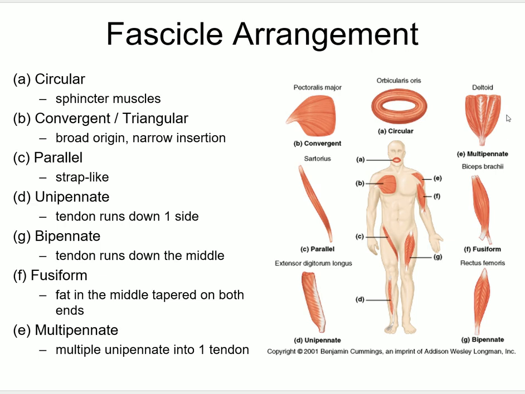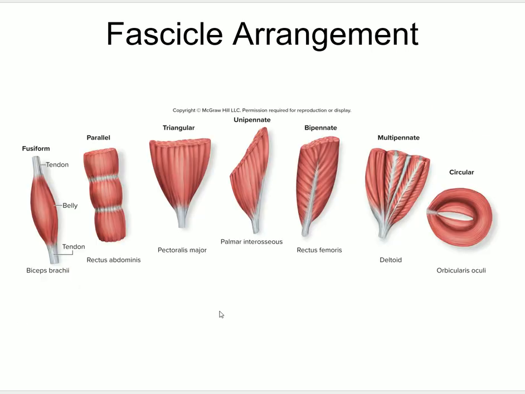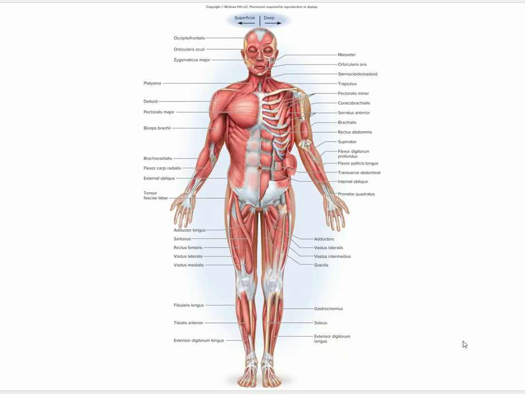So again, even though they resemble that same triangular shape, these are multiple unipennants, and they're not just one single convergent muscle. And this comes down to a tendon that attaches to the humerus. Okay. So here's some more examples of fusiform, parallel, triangular or convergent, unipennant, bipennant, multipennant, and circular muscles. Okay. And then we actually have a PDF that I posted of muscles that we're going to look through.